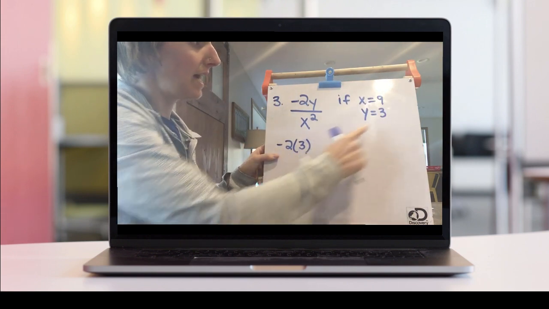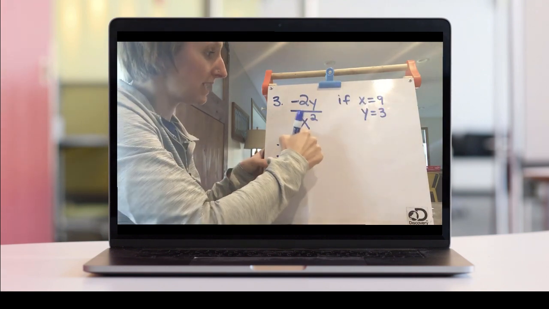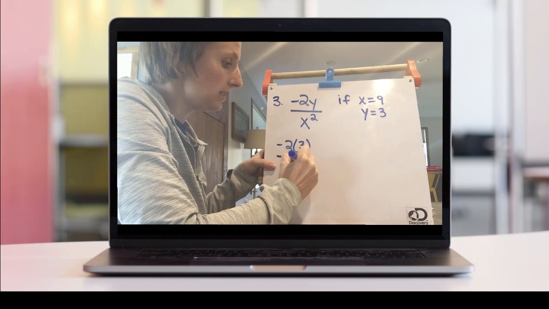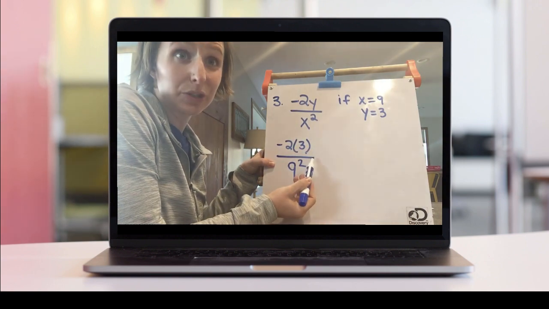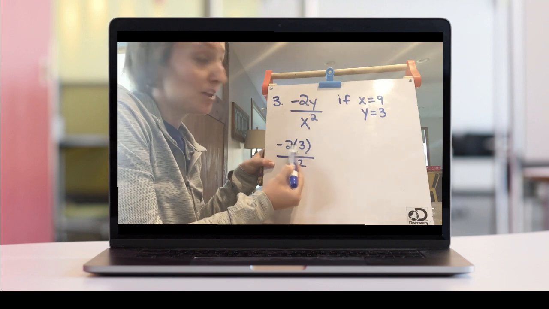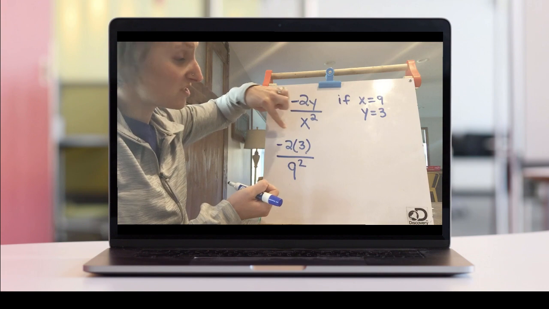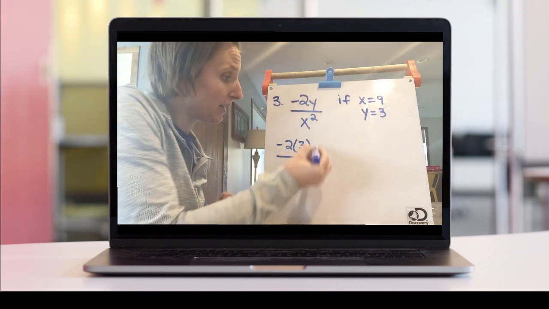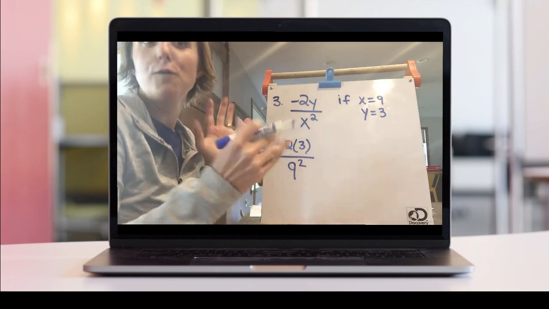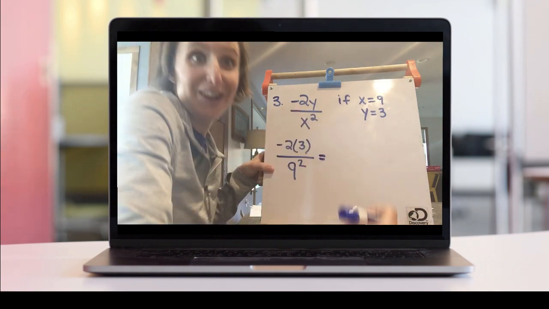So negative 2 times 3, I plugged 3 in there, divided by x is 9. So I'm going to take 9 and plug it in for x squared. Now, this fraction is representing a grouping symbol, right? Because we have multiplication going on top, exponents going on the bottom. It's not just a singular numerator and a singular denominator. So we need to take care of the top and the bottom before we can simplify the fraction to get the fraction in simplest form.